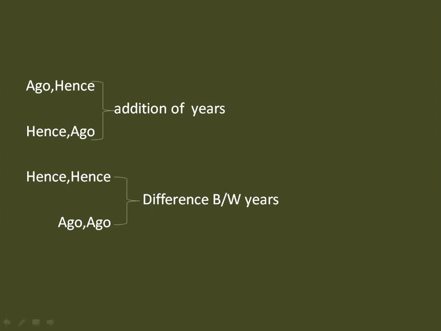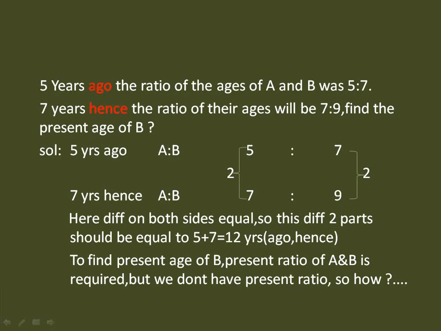Okay. Now we will move on to the first problem. 5 years ago, the ratio of ages of A and B was 5:7. 7 years hence, the ratio of their ages will be 7:9. Find the present age of B. Write down the ratios first: the 5 years ago ratio and the 7 years hence ratio. 5:7, 7:9. Observe the difference on both sides. That is two parts. This difference should be equal to how many years? Here ago and hence have come, so we have to add these 2 years, 5 plus 7. So these two parts should be equal to 12 years.